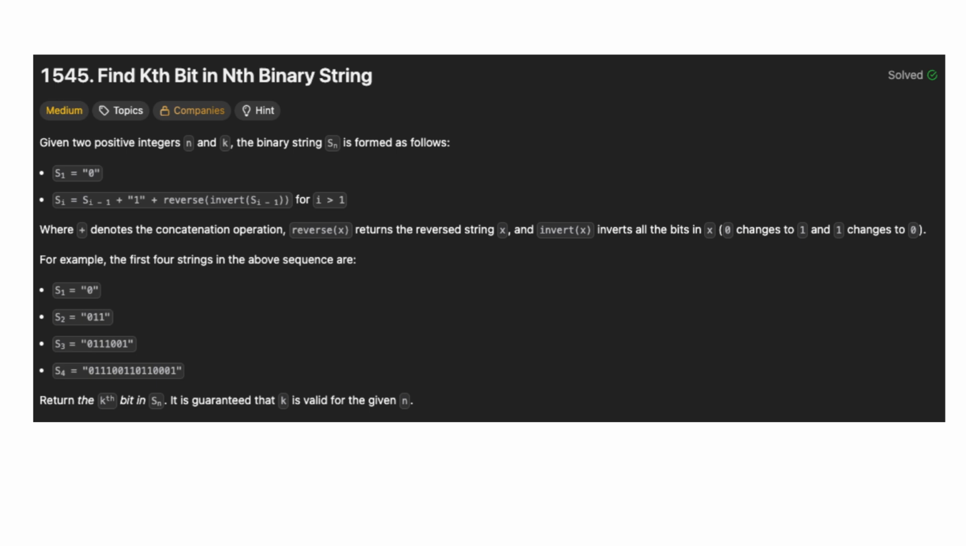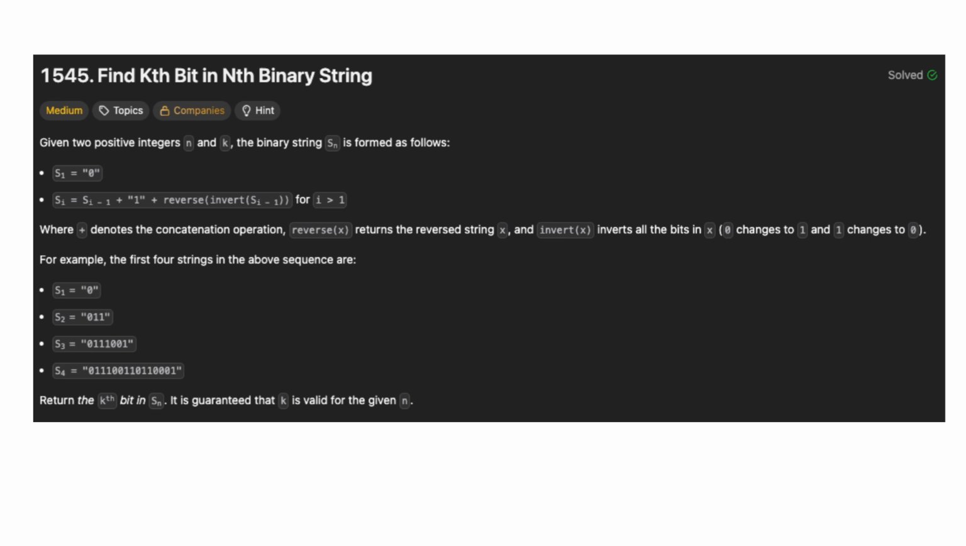Today we are solving LeetCode problem 1545, Find Kth Bit in Nth Binary String. This is a medium-level problem, and it is a very interesting recursion and pattern-based question. Let's understand the problem step by step.